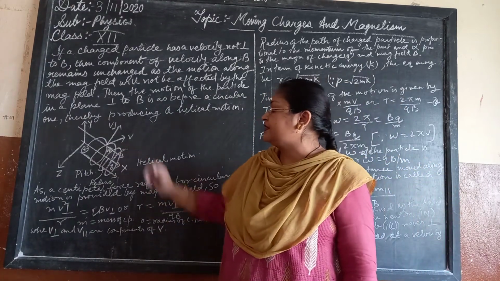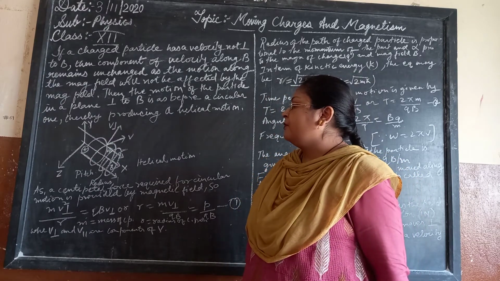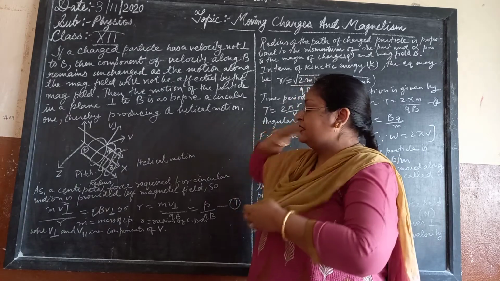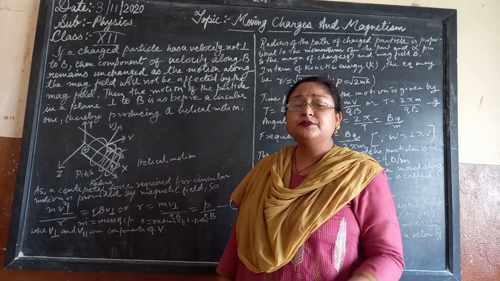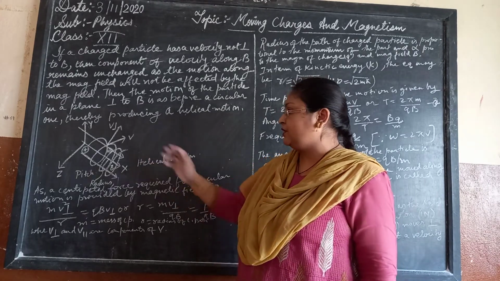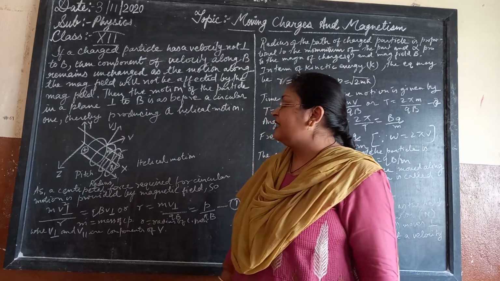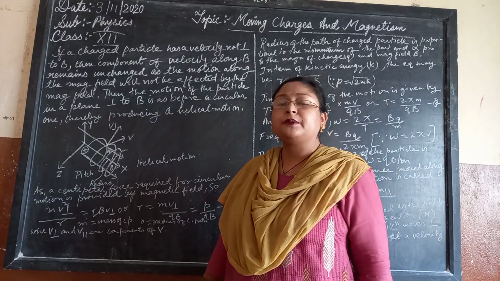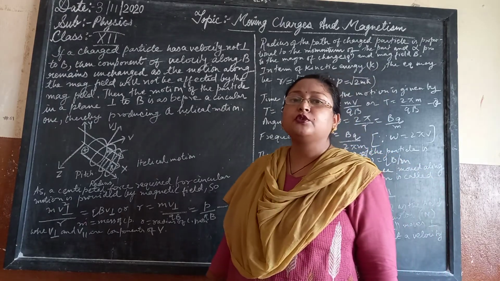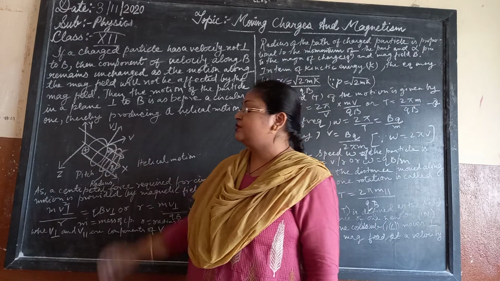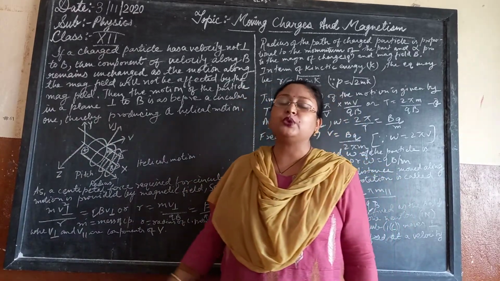The velocity is perpendicular to the magnetic field, and in this magnetic field, the magnetic force is the centripetal force acting on this circular motion. The force is given by this value, and the force and the magnetic field are perpendicular to each other.